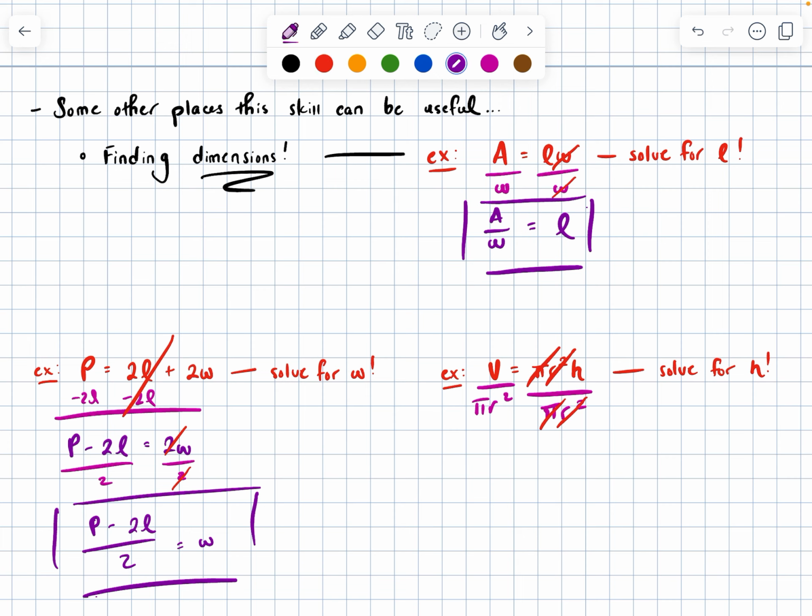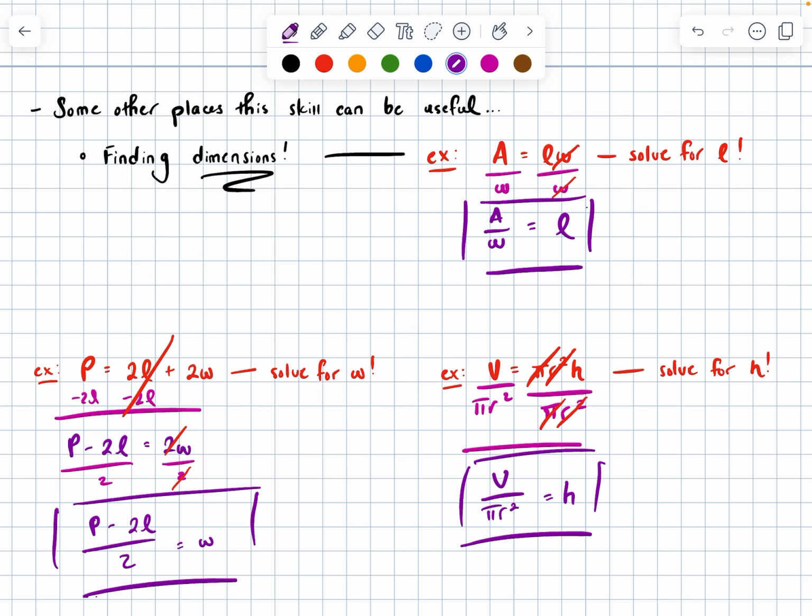On the right side, both of them undo each other. And on the left, well, I'm just left with V divided by pi r squared. That should be equal to our h. Cool. So take volume, divide it by pi times radius squared. That should give you the height of your cylinder.